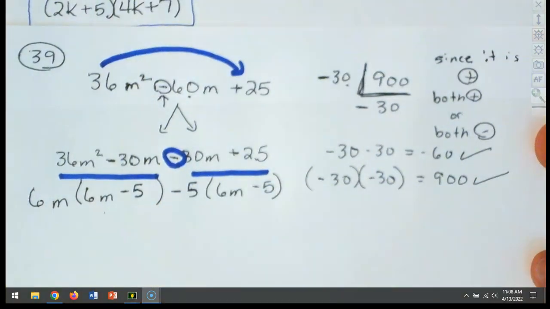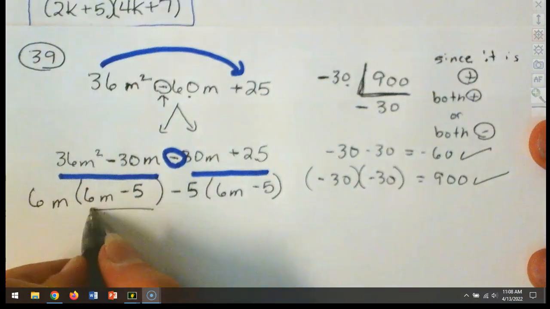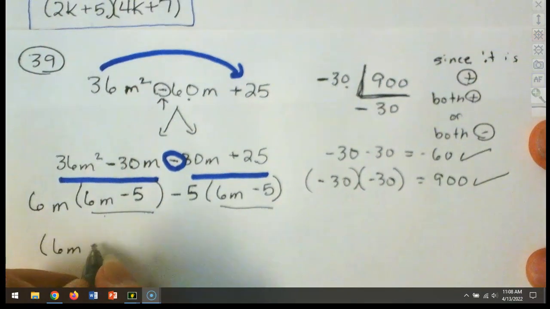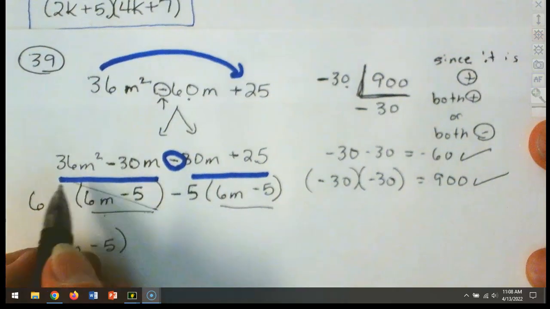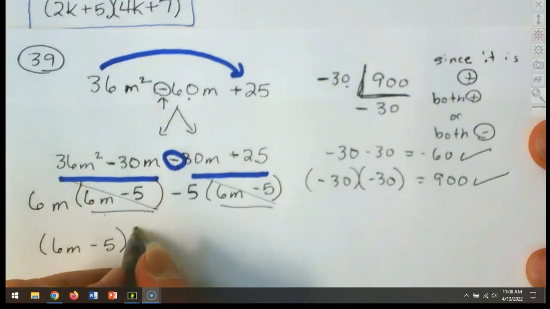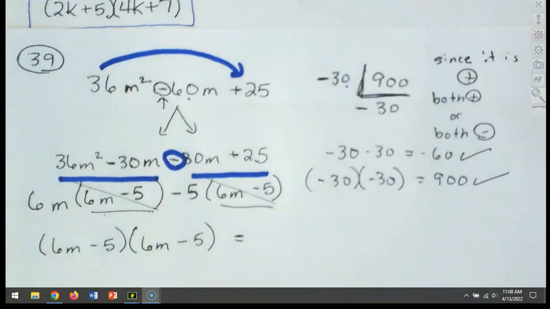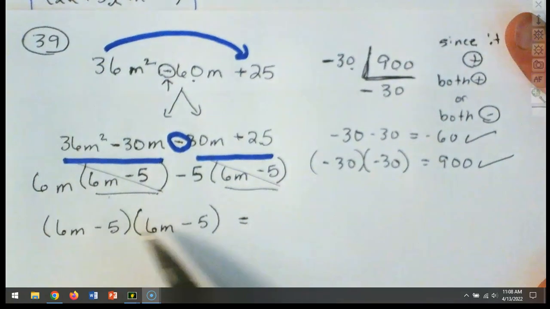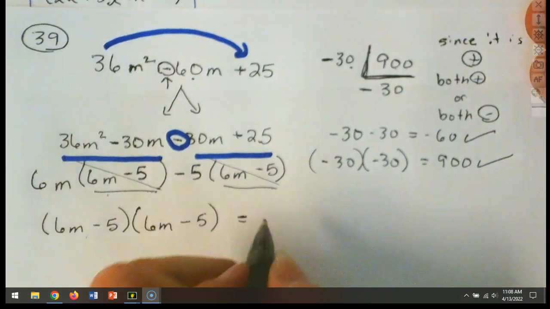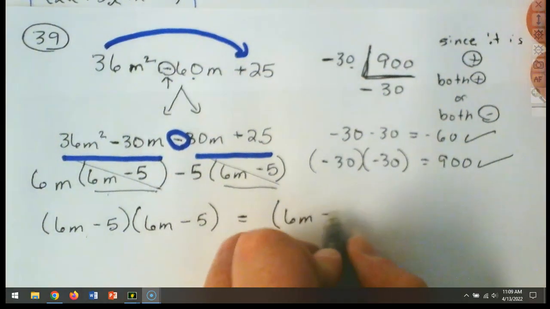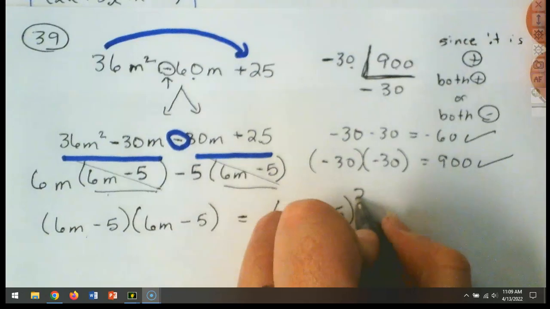Are my groupings here the same? Yes, they are. So that's a 6m minus 5. Gone and gone. What's left over? 6m minus 5. And I picked this one because what do you notice about these two? They're the same. So I can rewrite that one more time as 6m minus 5 quantity squared.